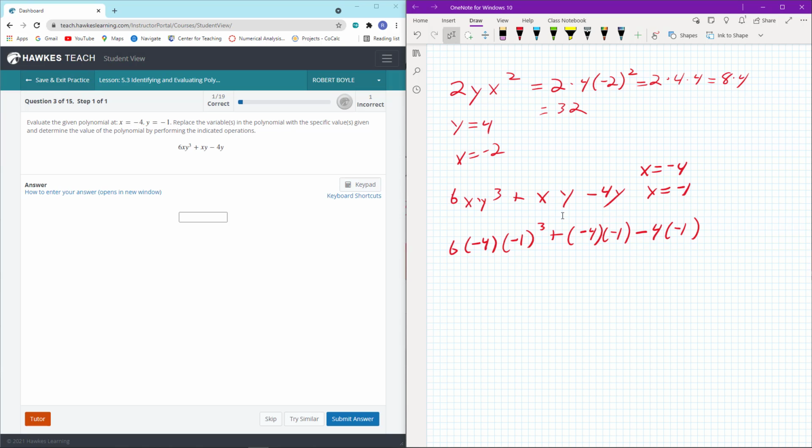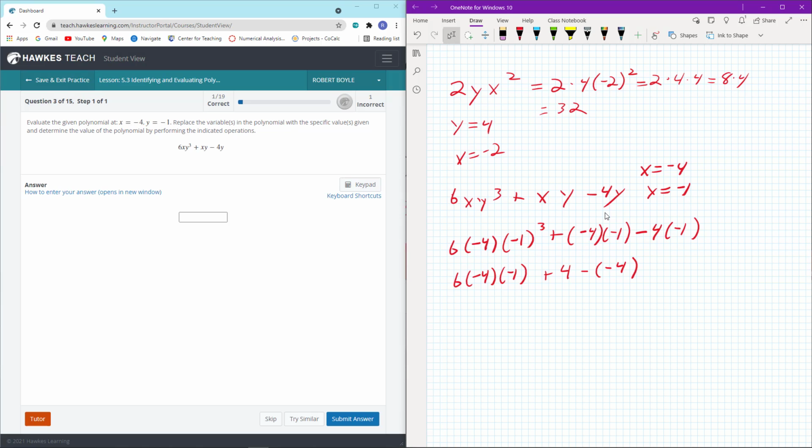Okay. Well, the first thing we want to do is deal with the exponent here in this particular term. And negative 1 cubed is basically negative 1 times negative 1 times negative 1, which, you guessed it, is negative 1. So we can write this as 6 times negative 4 times negative 1. All right, now here we have negative 4 times negative 1. Okay, that will be a positive 4. And now here we have minus 4 times negative 1. That's pretty much minus a negative 4.